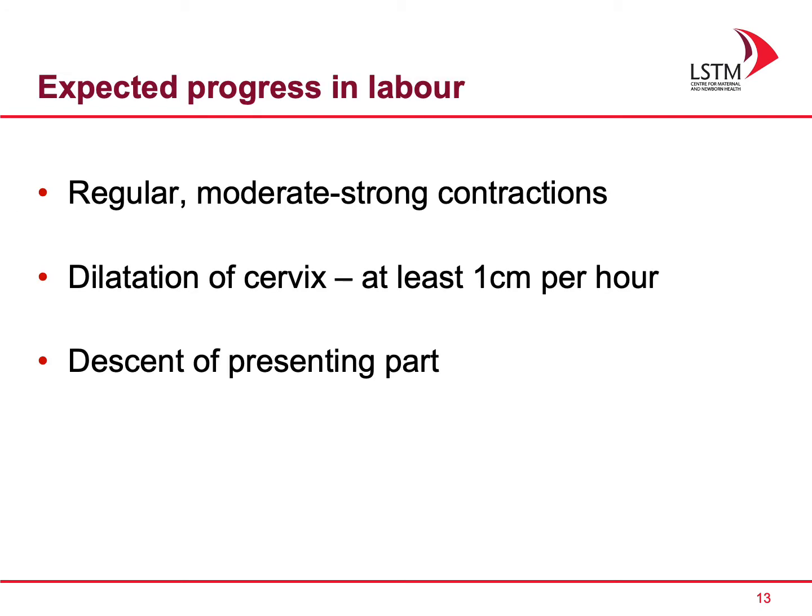Expected progress in labour is that contractions are regular and become increasingly stronger and more frequent. The cervix dilates at least 1 centimetre an hour, and there is descent of the presenting part palpated abdominally.